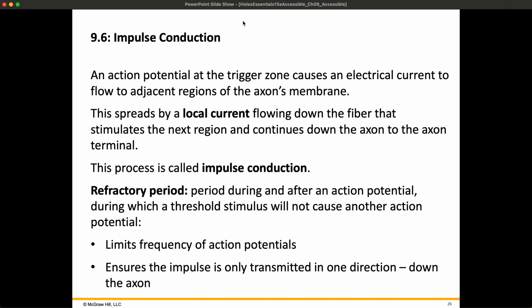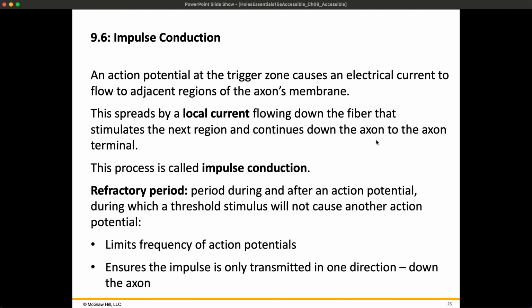So conducting this impulse, once the action potential has been triggered, it can then pass down to the adjacent regions of the axon. So remember, we talked about those nodes of Ranvier, those gaps in the myelin sheath where the signal will hop down. We call it a local current that allows it to flow from one region to the next. And that's that impulse conduction. So it's just passing it along. Like imagine, if you got shocked by somebody and then you could pass that shock on to somebody else.